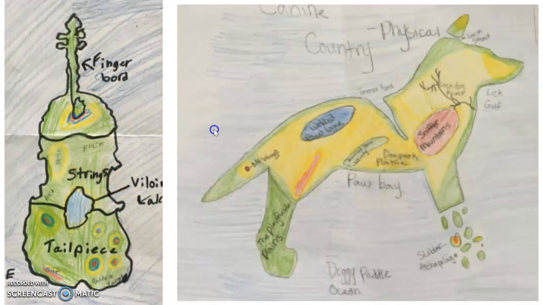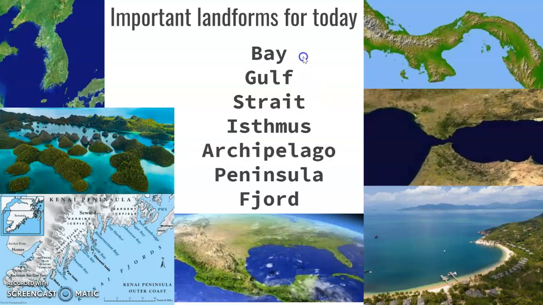But you want to really think about how can you incorporate these landforms. These are the ones that you really have to either include today or not include. Okay, so we're really going to focus on bay, gulf, strait, isthmus, archipelago, peninsula, and fjord. And that's what I'm going to focus on today as well.